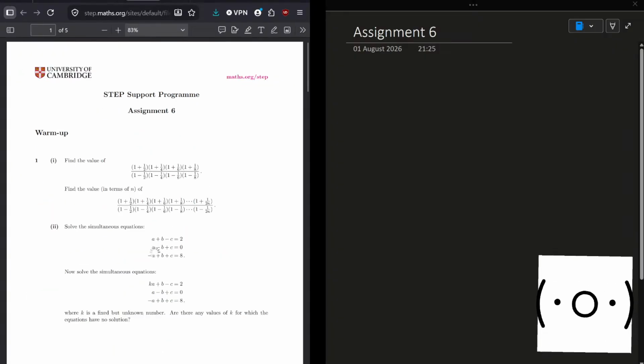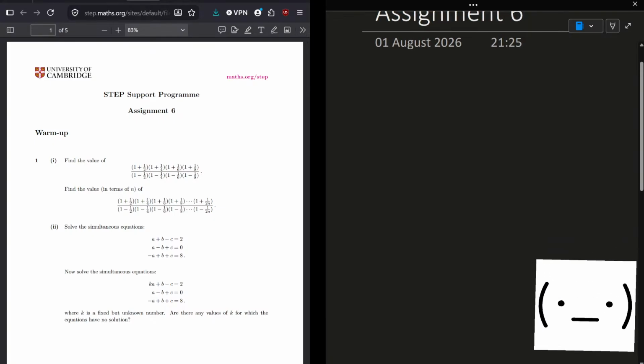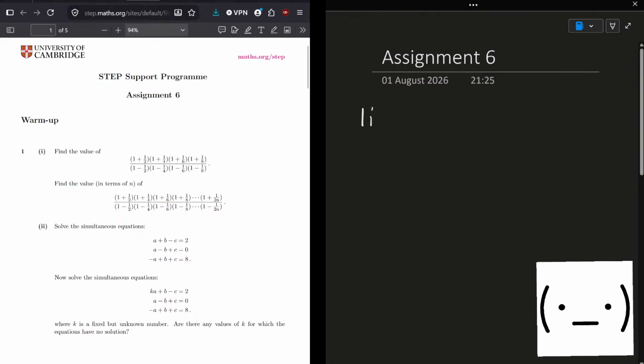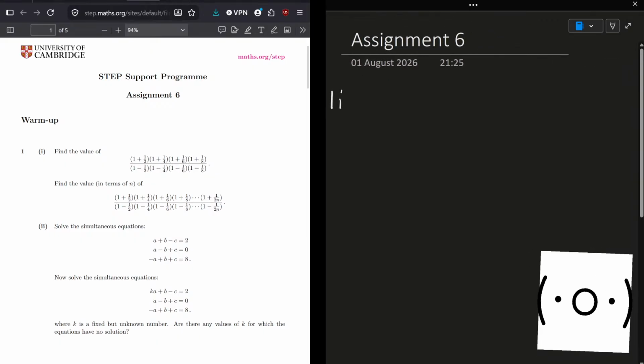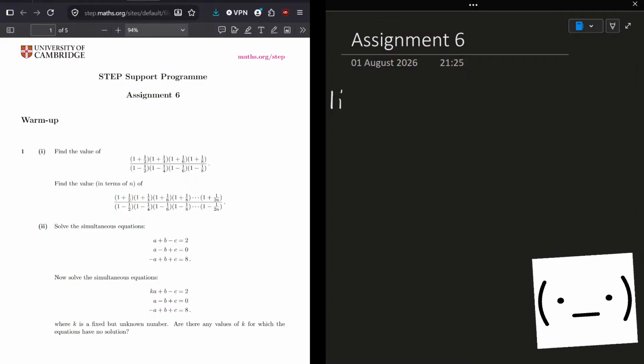I'll see if I can do the warm up fairly quickly because I am quite late, so I need to make up on time and get this bit done as soon as I can. So the first question is find the value of this.